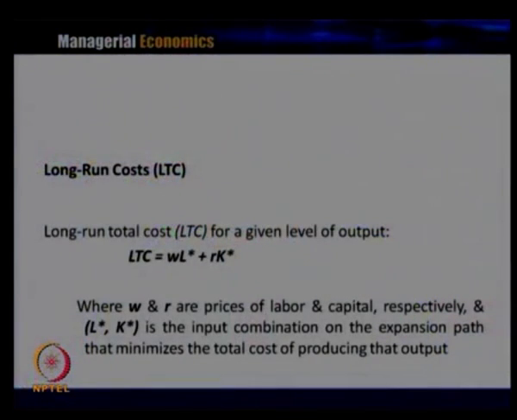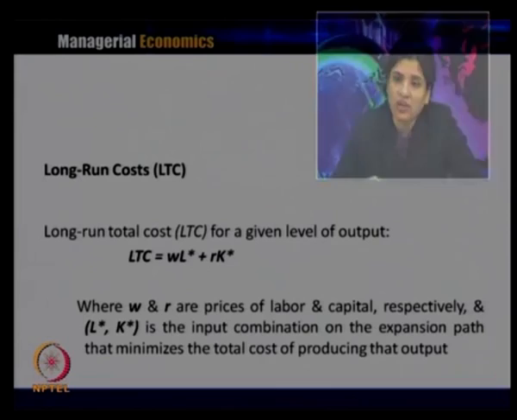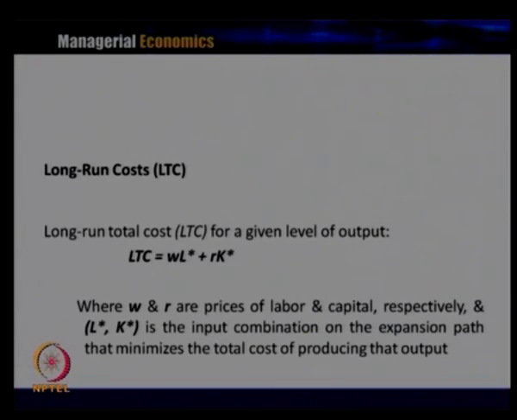So, the long run total cost curve is WL plus RK, where W and R are the prices of labor and capital respectively, and L and K are the input combination, the expansion path, that minimizes the total cost of producing output. Why do we take the input combination and expansion path? Because that gives us the optimal production with the minimum cost of production, and that is the reason we take the input combination, the expansion path, because that gives us the optimal output keeping the cost constant in the background.